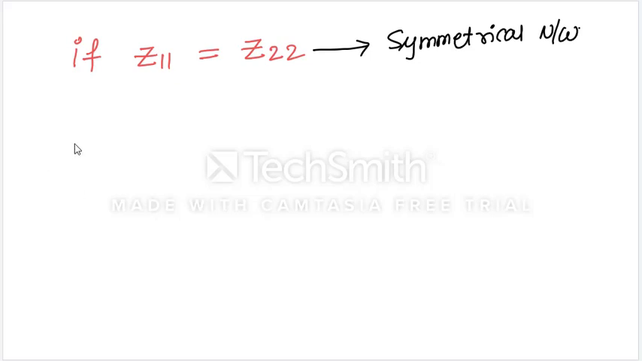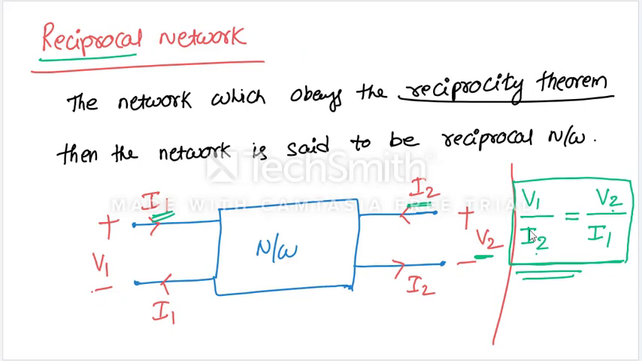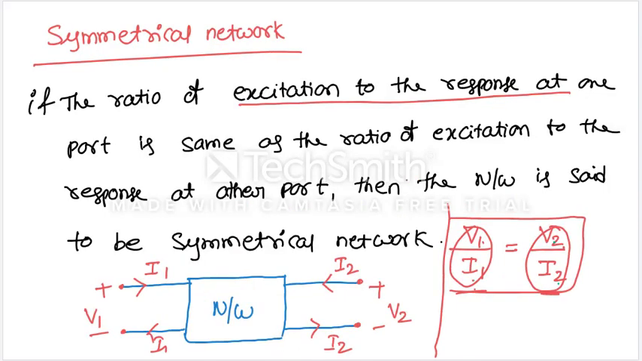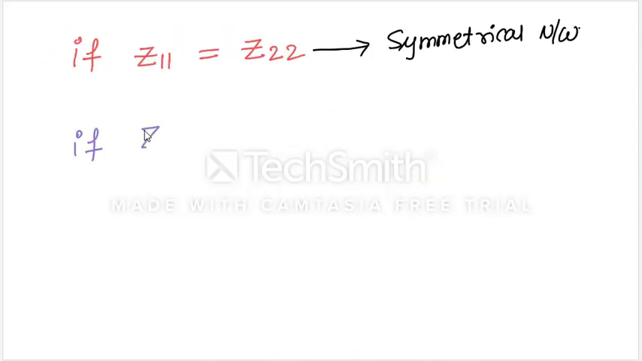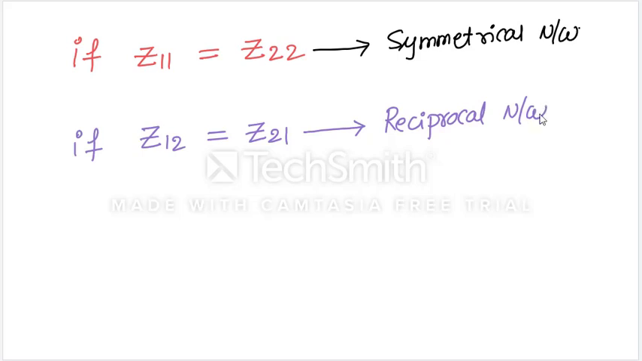Next, the reciprocal. The reciprocal condition is V1 by I2, I can say Z12 equal to Z21. That is the reciprocal condition. So if Z12 is equal to Z21 and this condition is satisfied, then we can call the network reciprocal.